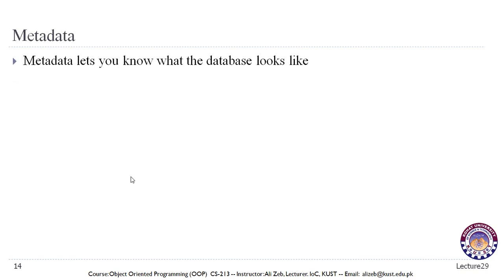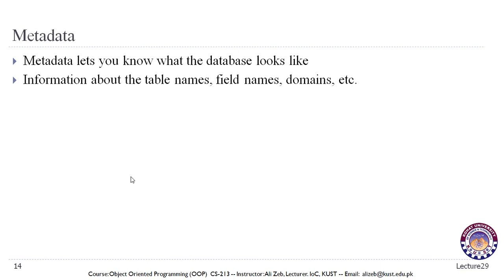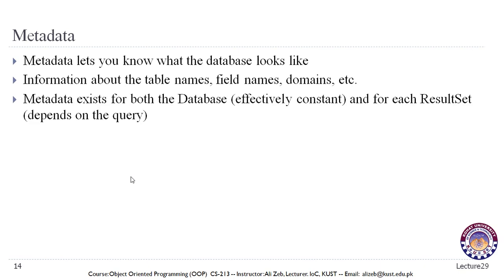Metadata lets you know what the database looks like: information about the table names, field names, domains, etc. Metadata exists for both the database, effectively constant, and for each result set, which depends on the query. So we can have the metadata about our database or the individual tables in our database.